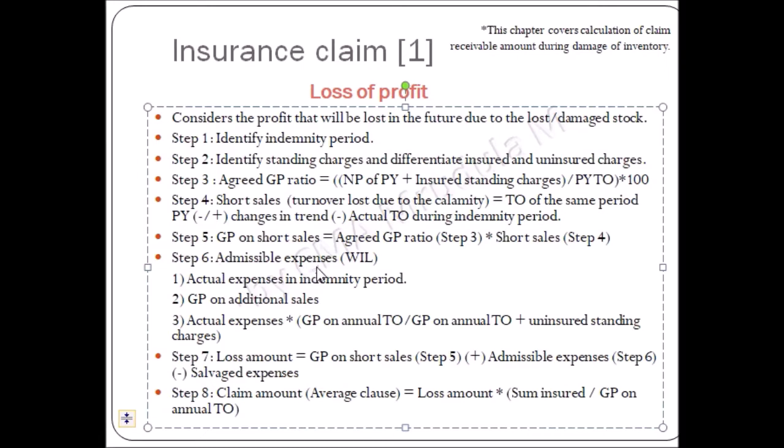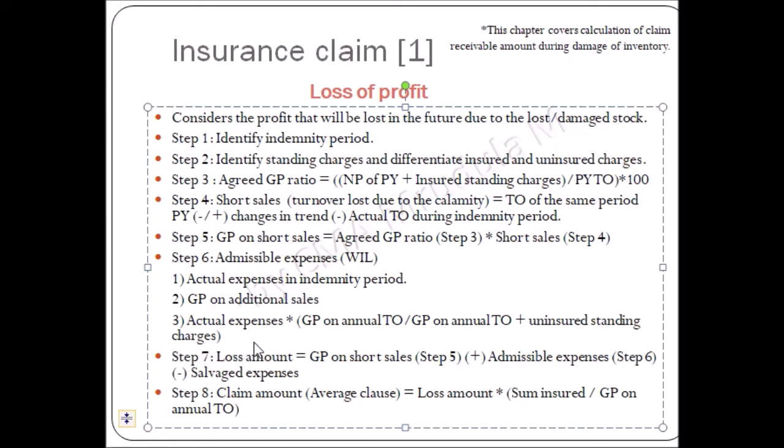So admissible expenses is whichever is the lower of the below 3. First is actual expenses spent in the indemnity period. Second, the gross profit on additional sales, which is also the sales of the indemnity period. Or point number 3, is actual expenses of the indemnity period into the gross profit on annual turnover divided by gross profit on annual turnover plus the uninsured standing charges.